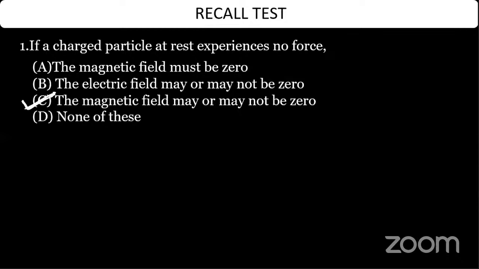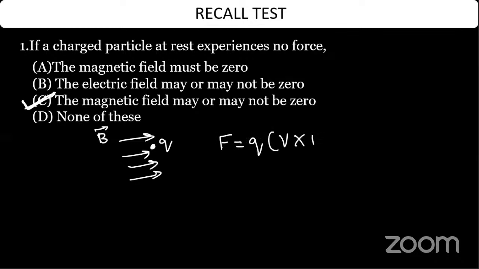Why is option C the correct answer? Please tell me, what is the force experienced by a charge when it's in the presence of a magnetic field? Just now we learned that, right? In the presence of a uniform magnetic field, what is the force experienced by a charge? It's given by F equals Q times V cross B.